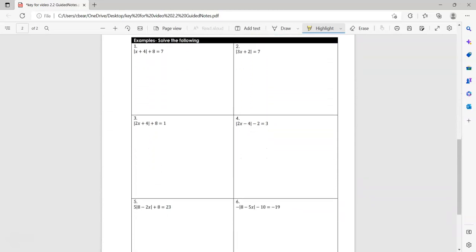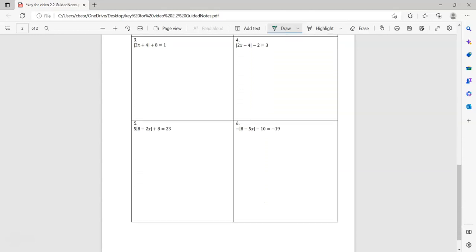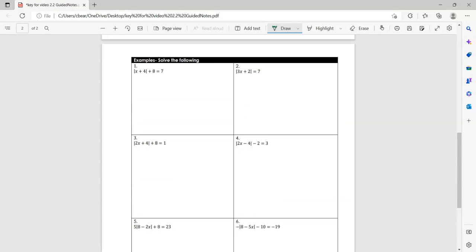Okay, so with that said, I'm going to go ahead and do a few examples. All right, so follow along here. We've got 6 examples, I believe. Yep, 6 examples. These are all on your note sheet. I'm just going to model various examples so that you can see what happens in various situations.